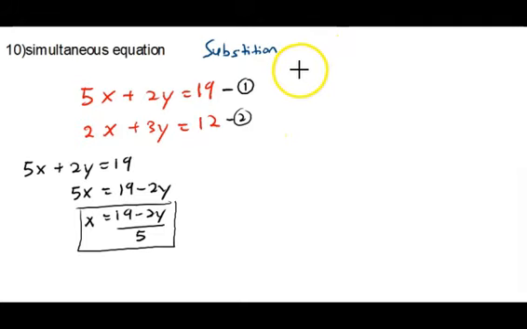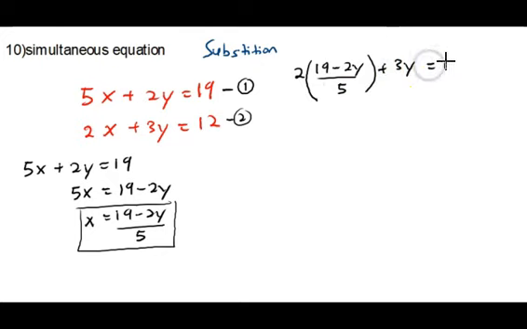Over here you need to be a bit more careful. The x here will be 19 minus 2y over 5, plus 3y equals 12. So I'm going to do it step by step. Remember I just revised multiplying fractions, 2 over 3 times, but that is not related to this question.